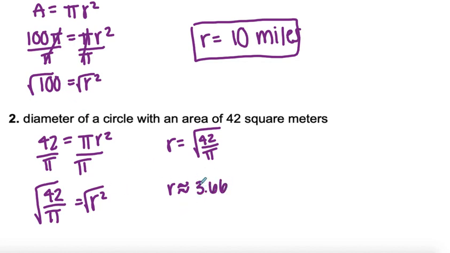However, I'm not done here. The question wasn't asking for my radius, it was asking for my diameter. Well, I know that the diameter is just going to be twice my radius. So that means that d is going to equal 2 times 3.66, which comes out to 7.32 meters.